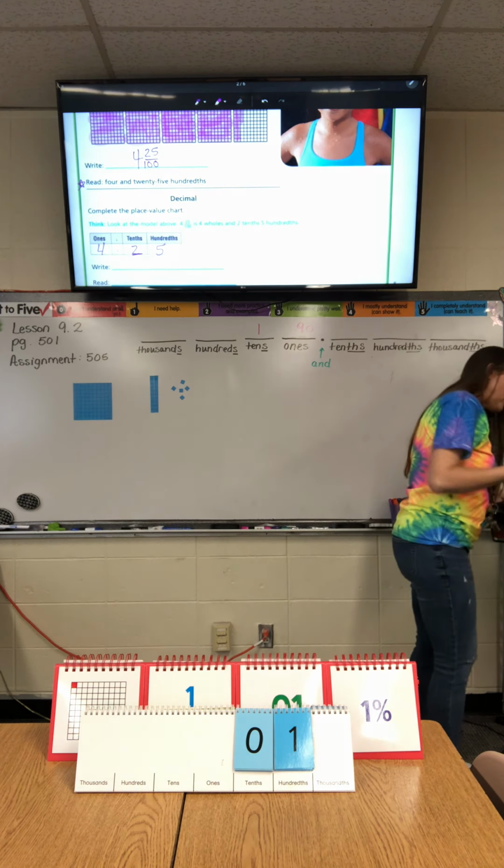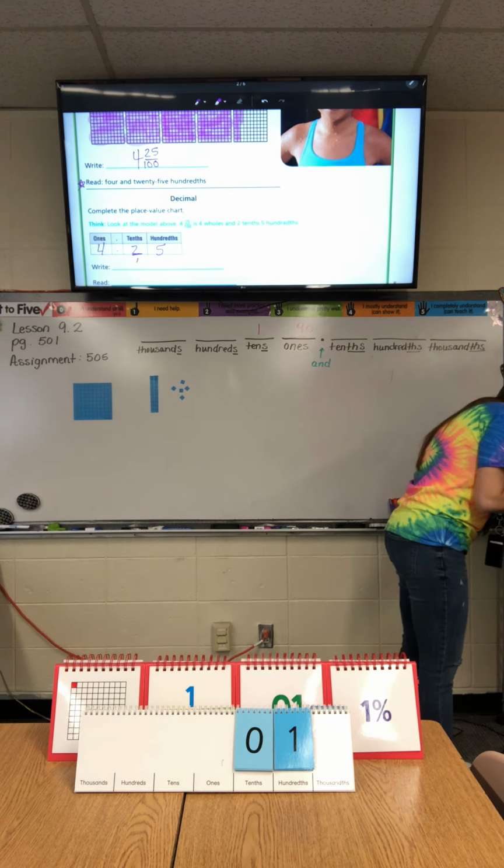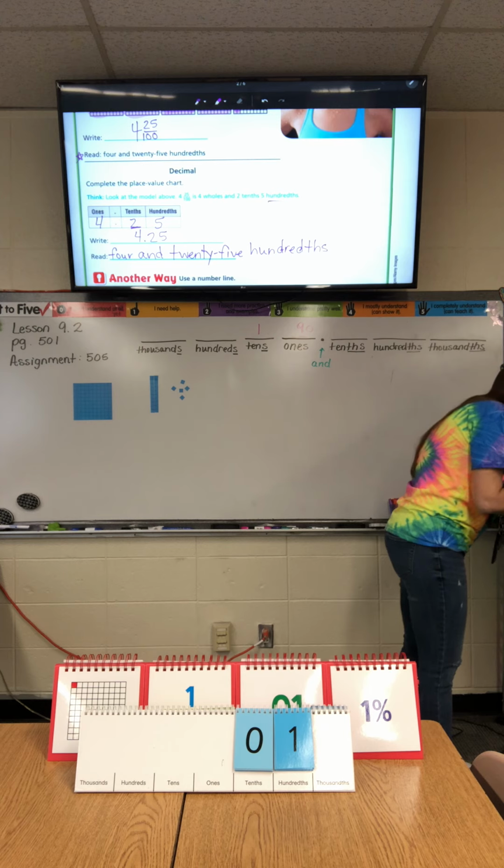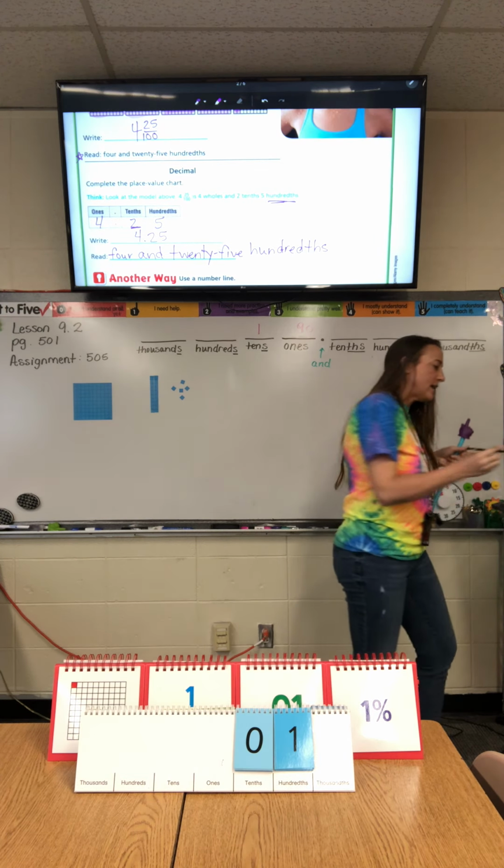Okay, so we would write that as 4.25, and we would read it as 4 and, there's our and word, 25 hundredths. And they've got the word hundredths written right there for you if you're not sure how to spell it.